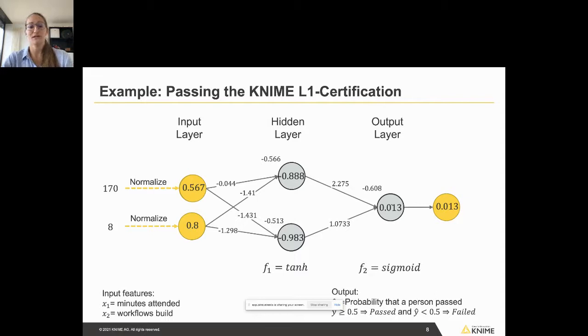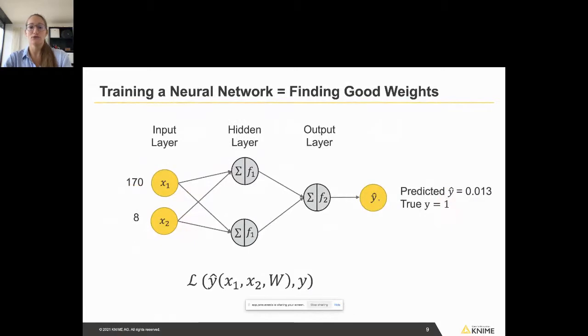And the problem with this network at the moment is that it was not trained yet. This means the weights and the bias values that we see here were just randomly initialized weights. Therefore, training a neural network actually means finding weights and bias values for this network that lead to the correct predictions. How can we now train a neural network?